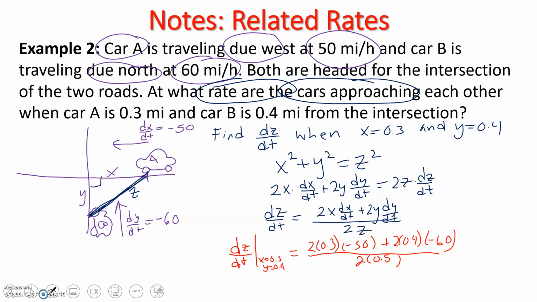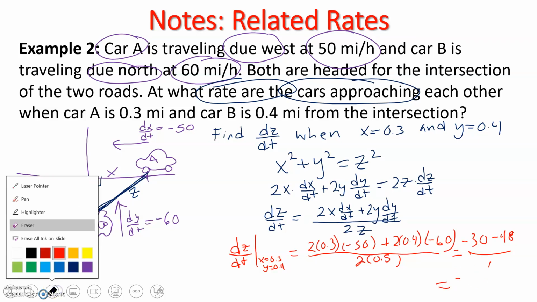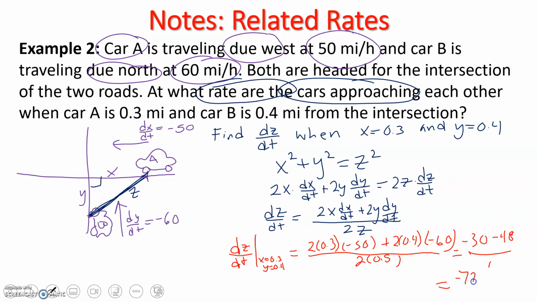Going ahead and calculating this, 2 times 0.3 is 0.6, 0.6 times negative 50 is negative 30, 2 times 0.4 is 0.8, times negative 60 is negative 48. Divided by 2 times 1/2 is 1. Negative 30 and negative 48 makes negative 78. And it's negative 78 miles per hour.